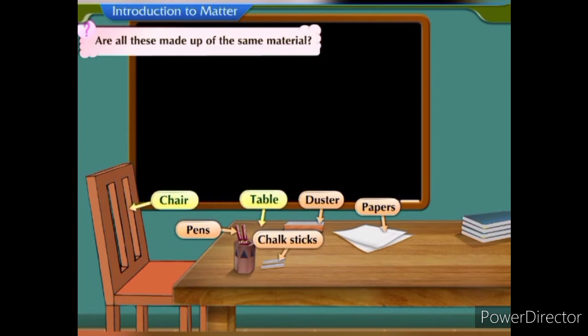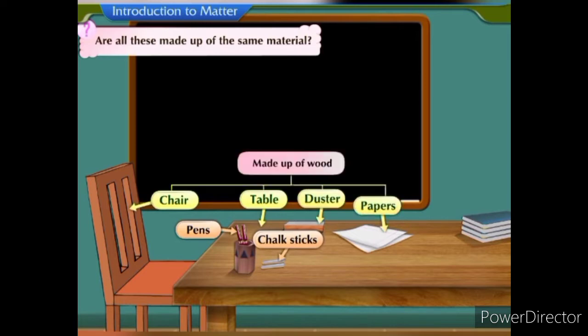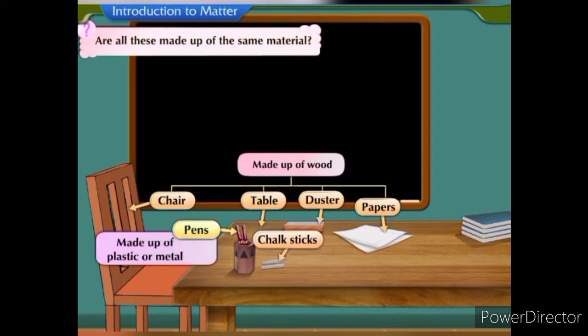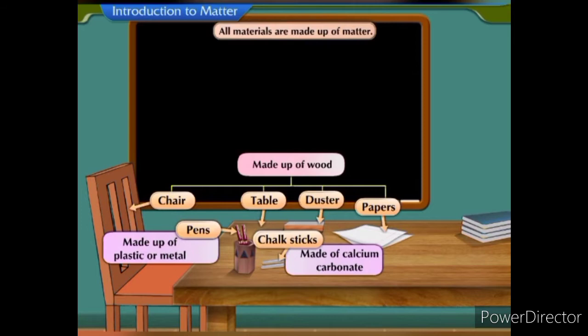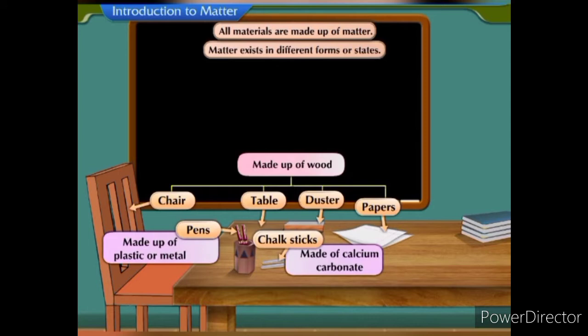Tables, chairs, dusters, paper are made up of wood. Pens are made up of plastic or metal. Chalks are made of calcium carbonate. All materials are made up of matter. Matter exists in different forms or states.